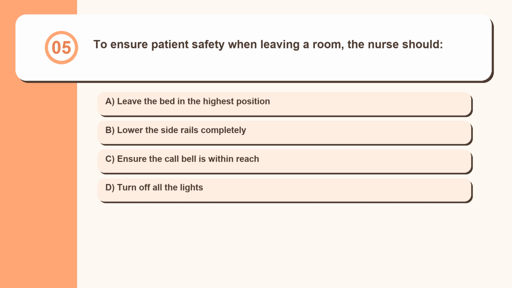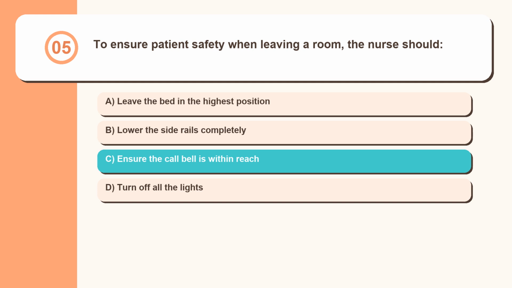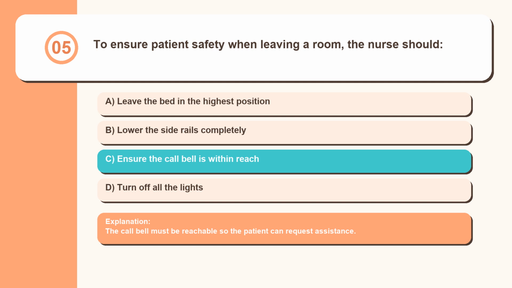Question 5. To ensure patient safety when leaving a room, the nurse should: leave the bed in the highest position, lower the side rails completely, ensure the call bell is within reach, turn off all the lights. The call bell must be reachable so the patient can request assistance.